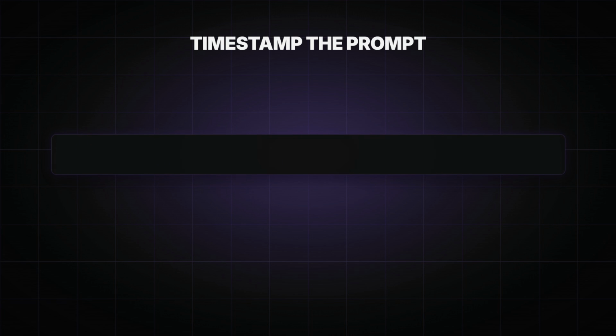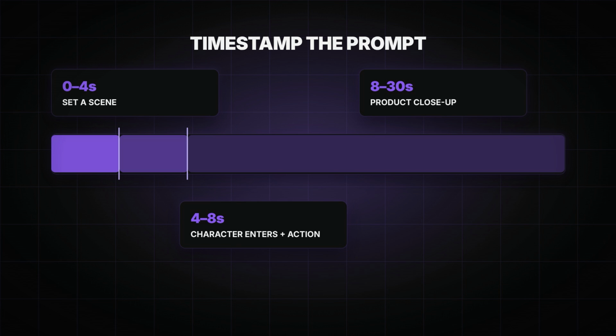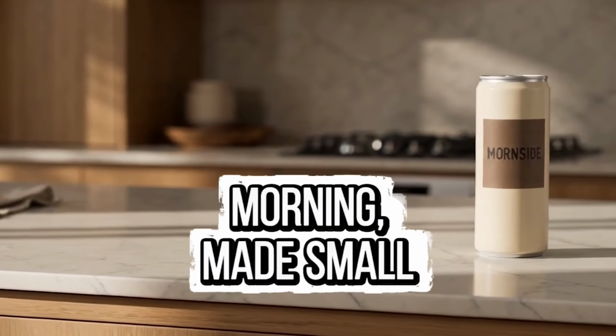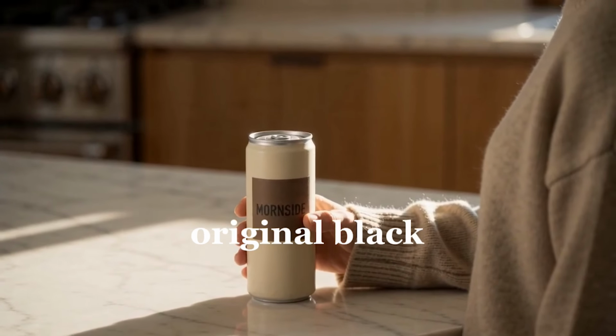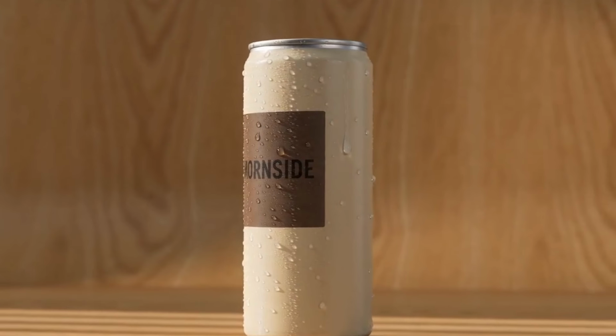So just tell the model when, inside the prompt. For example, you timestamp it: 0 to 4 seconds, set a scene; 4 to 8, character enters and takes action; 8 to 30, high impact product close up. And this is how you write the instruction. Now 0 to 4 is basically the setup, 4 to 8 the movement, 8 to 30 the payoff, and that's timestamp-based storyline control with Seedance 2.5.